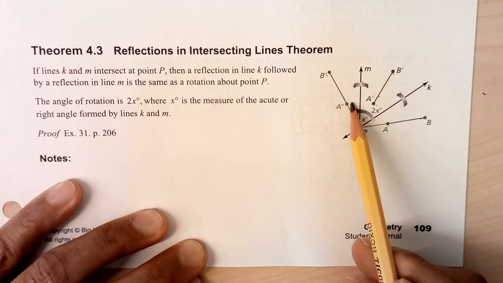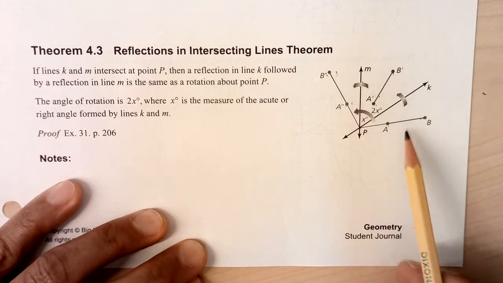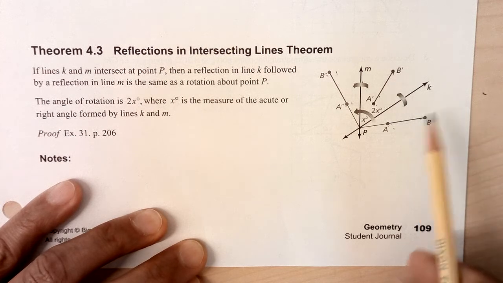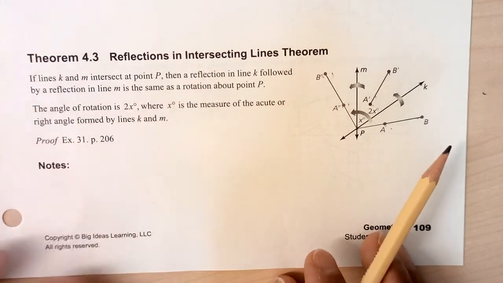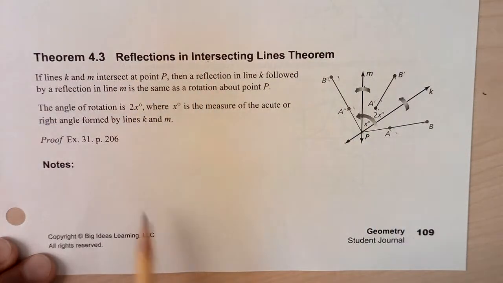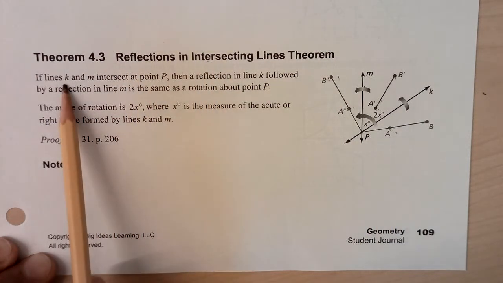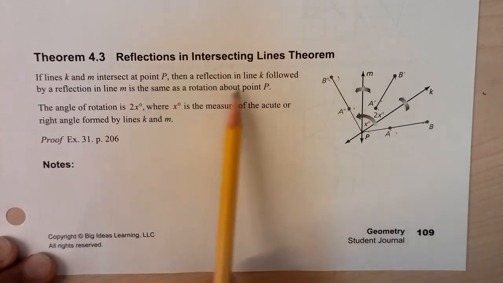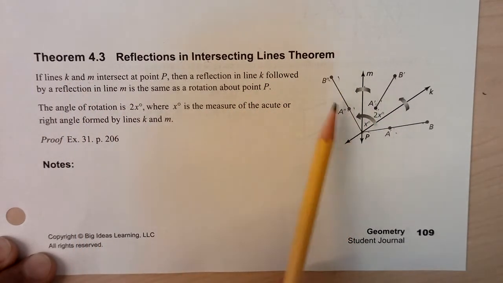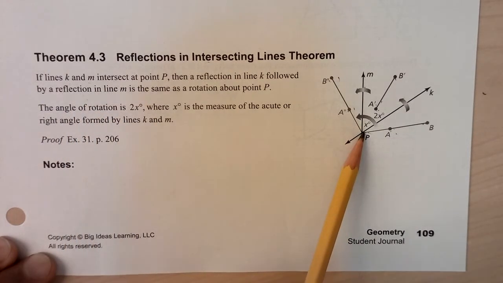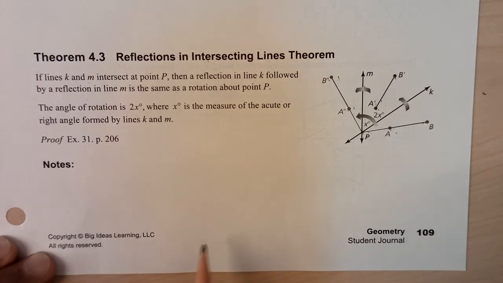If you're comparing A double prime, B double prime to AB, the pre-image, that's the same as a rotation. Again, make sure you're writing down theorem 4.3, reflecting in the intersecting lines theorem. So kind of what I just went over, K and M intersect at point P. The reflection first in line K, then in line M is the same as a rotation about point P. And we'll talk about the angle of rotation as well.